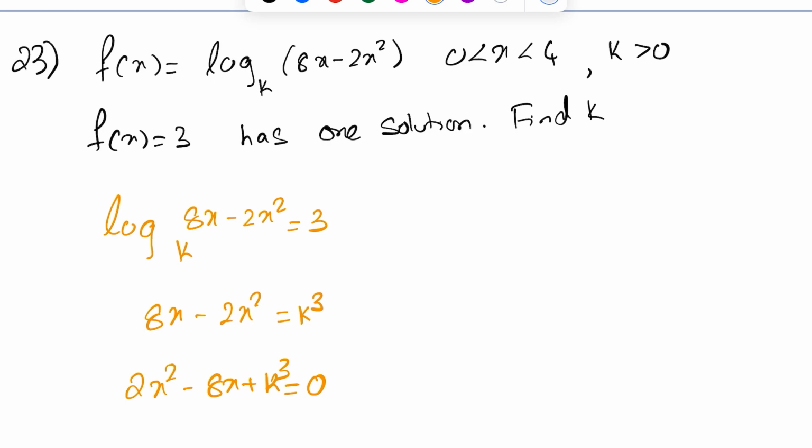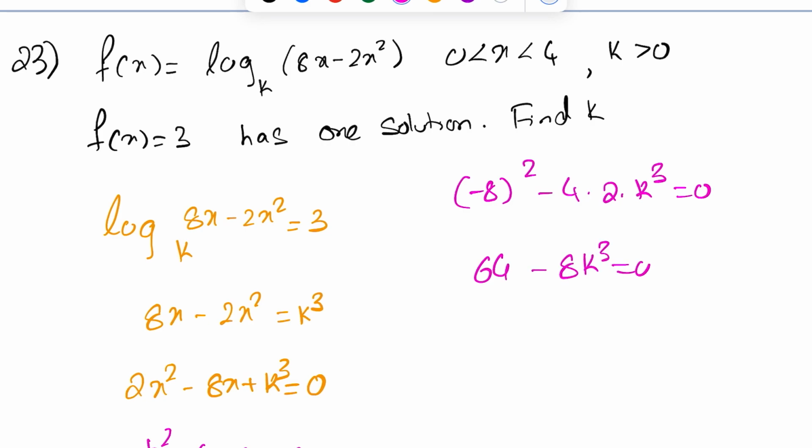It has only one solution, means b square minus 4ac should be equals to 0. So 8 square minus 4 times 2 times k cube should be equals to 0. 64 minus 8k cube should be equals to 0. 8k cube equals to 64. k cube equals to 8. k equals to cube root of 8. k equals to 2. That should be the answer.